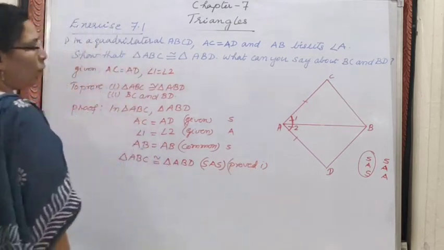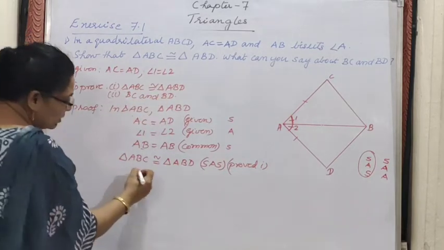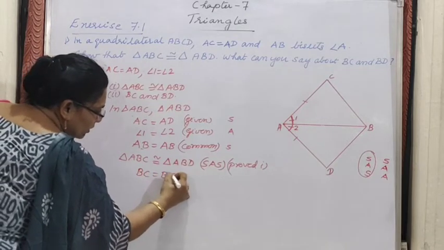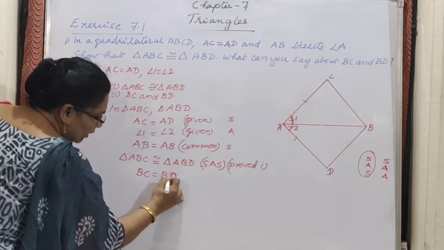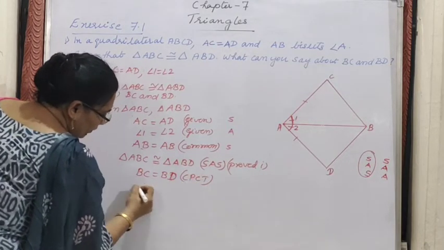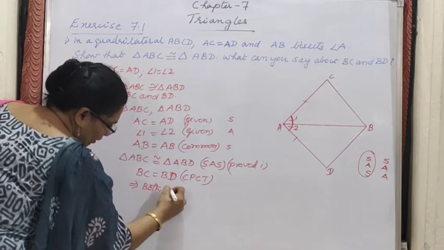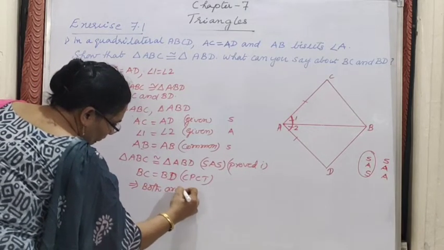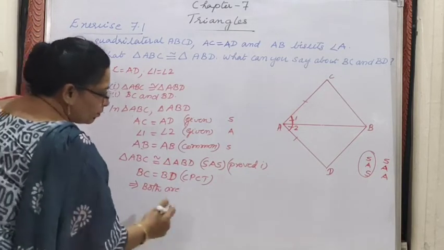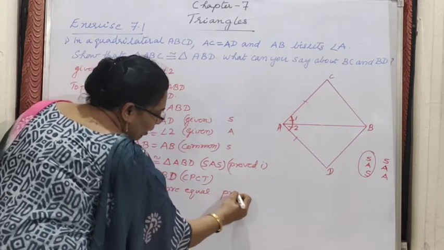Okay, right? Now what is the next step? What can you say about BC and BD? Just write down BC equal to BD, CPCT. BC equal to BD, CPCT. So this shows that both are equal. So we proved the second part.